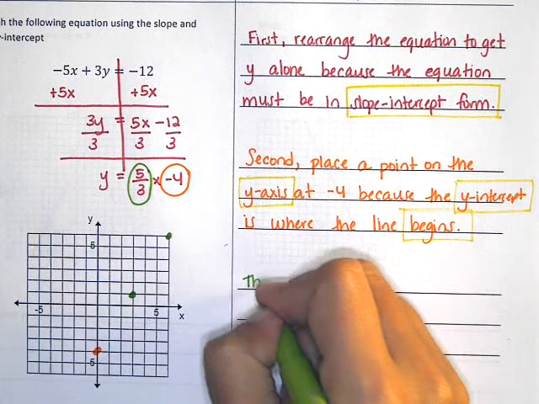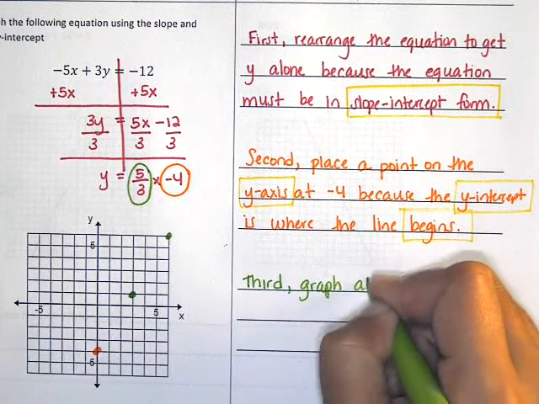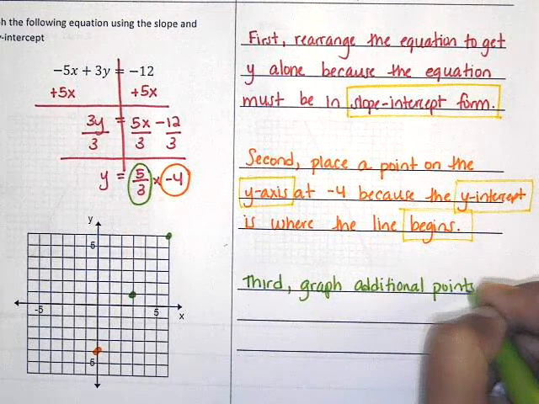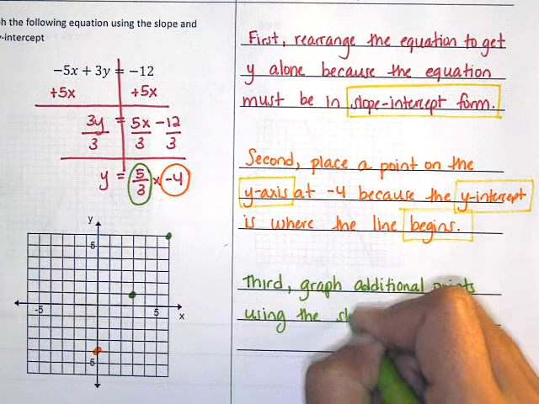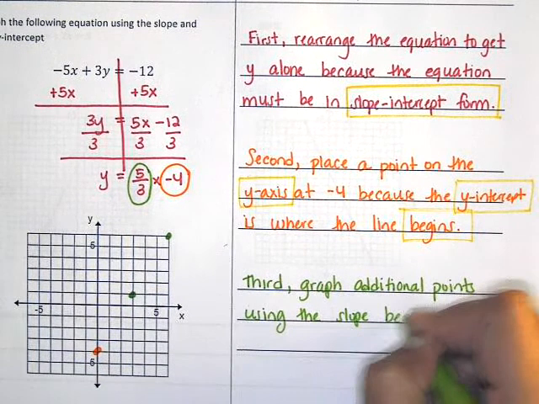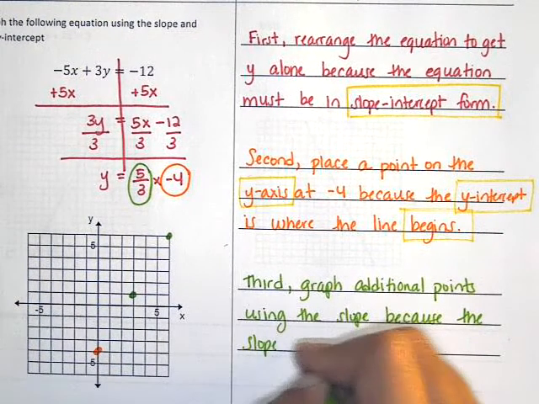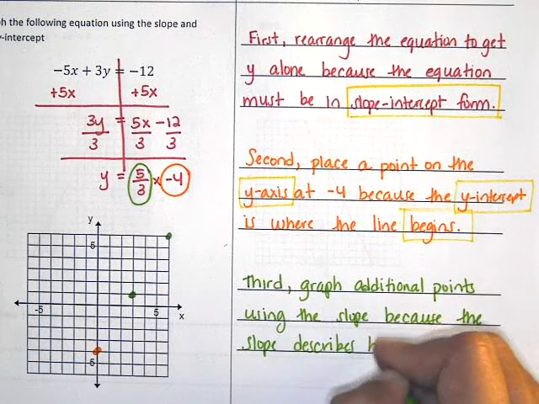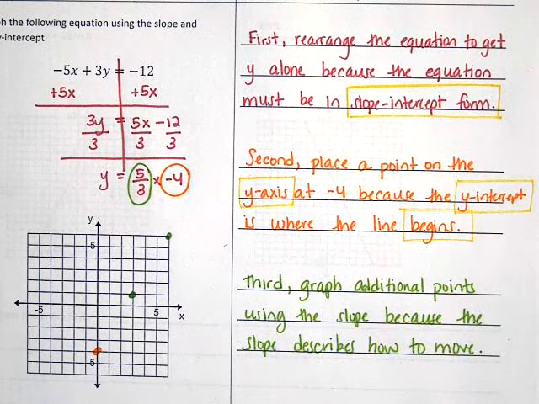We would say third, graph additional points, which means more points, using the slope. And we would say because the slope describes how to move on this graph. That's where the letter M comes from.